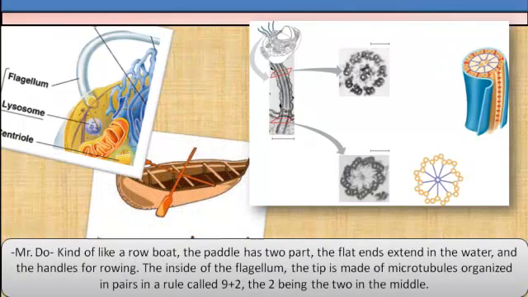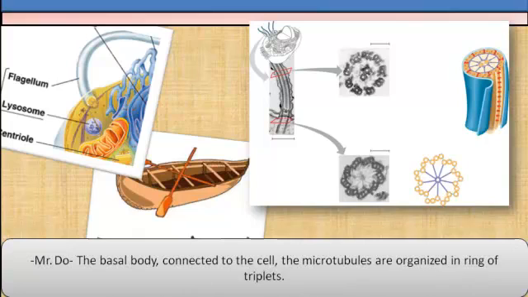Kind of like a rowboat, the paddle has two parts, the flat ends that extend in the water and the handles for rowing. The inside of the flagellum, the tip, is made of microtubules organized in pairs in a rule called 9 and 2. The 2 being the 2 in the middle. The basal body, the part that's connected to the cell, the microtubules are organized in a ring of triplets.